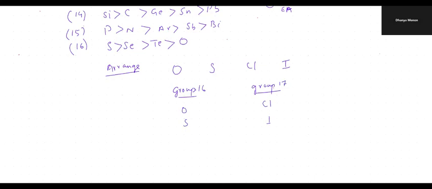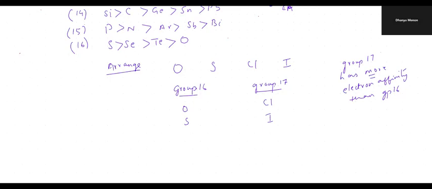Always, all the elements of group 17 have more electron affinity, even fluorine, everybody. Group 17 has more electron affinity than, I'm comparing, group 16. So all the members of group 17 will have higher electron affinity compared to any other group.